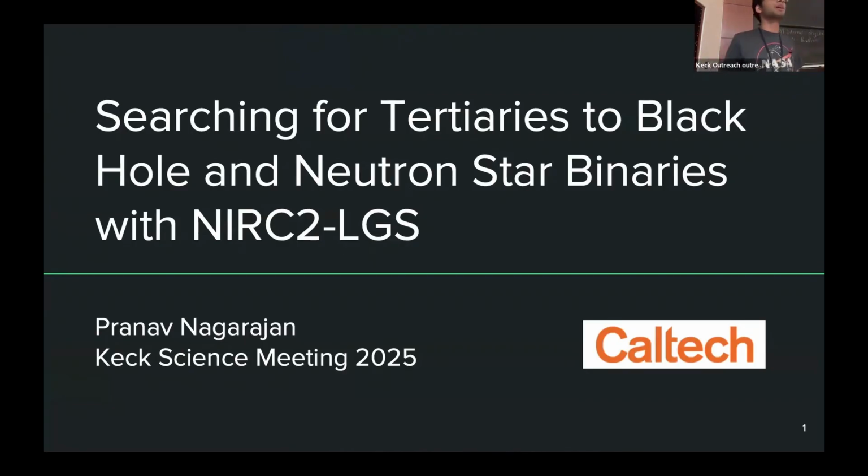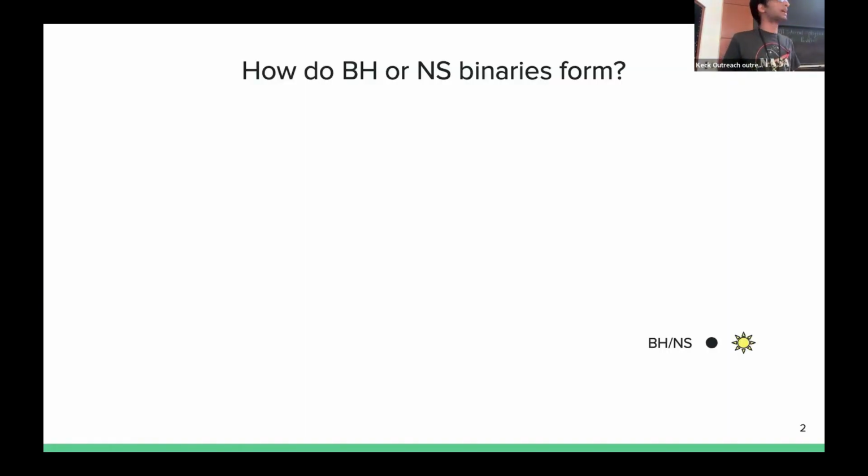And today I'm going to be talking about using NIRC2 LGS to search for tertiaries to black hole and neutron star binaries. So when I say that, I specifically mean binaries in which a normal star is orbiting a neutron star or a stellar mass black hole. These systems are quite rare, and we're not entirely sure how they form.